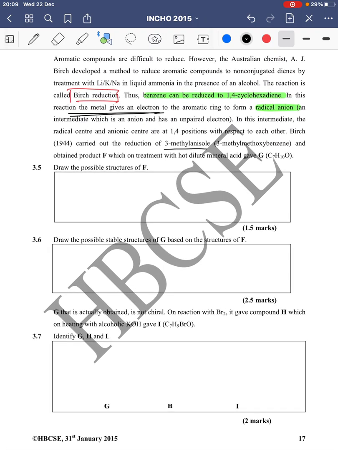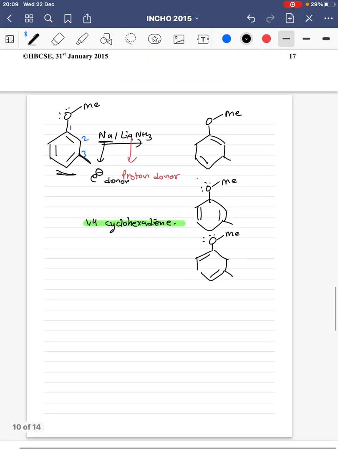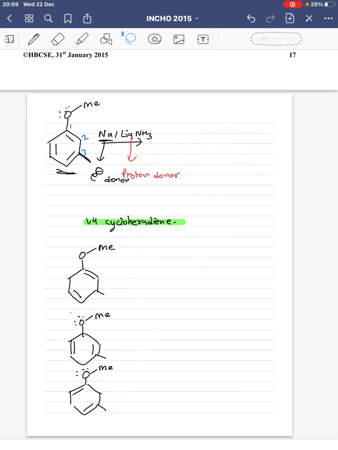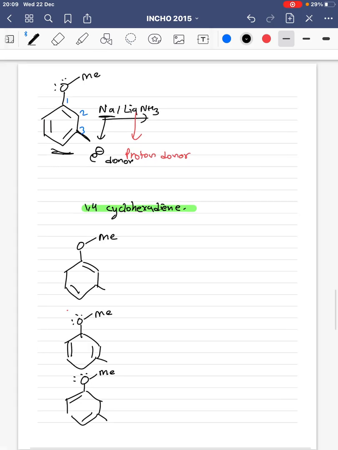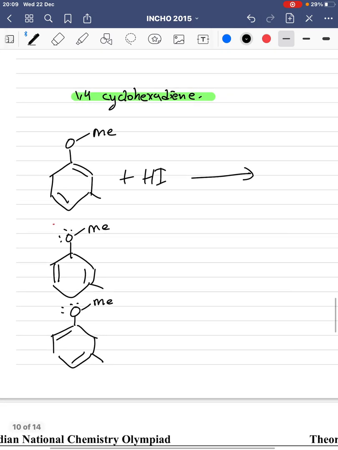Now let's move to the 3.6 part, that is, draw the possible structures of G based on the structures of F. So G is formed if we treat it with hot dilute mineral acid. Now we need to treat these compounds, these three, with hot dilute mineral acid. So we can add HI to them.